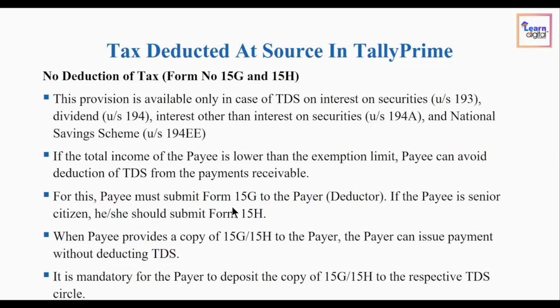For this, the payee must submit form number 15G to the payer. If the payee is a senior citizen, he should submit form number 15H. So 15G or 15H can be submitted to make the TDS deduction at zero rate. When the payee provides a copy of 15G or 15H depending on his age, the payer can issue a payment without deducting TDS. So no amount gets deducted after providing a copy of 15G or 15H to the payer.